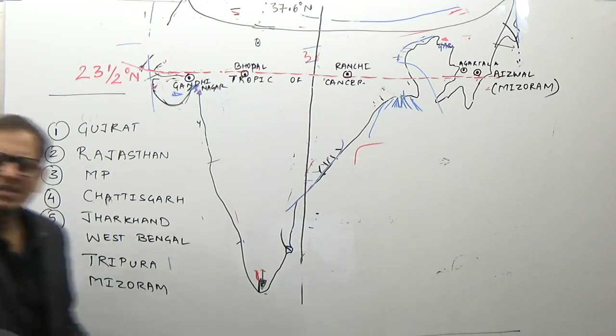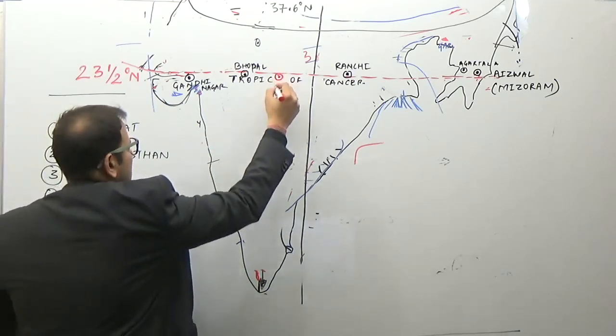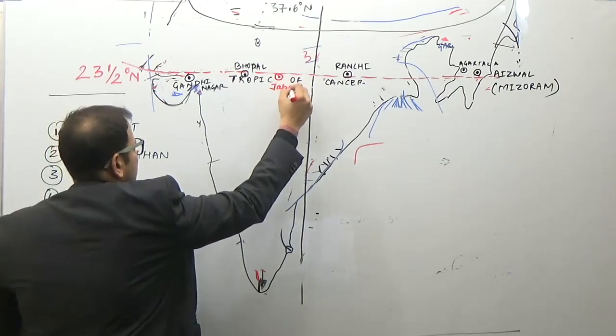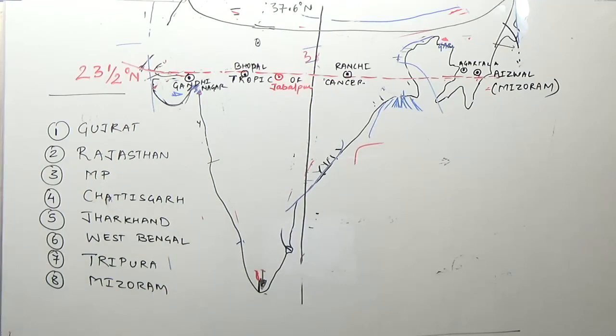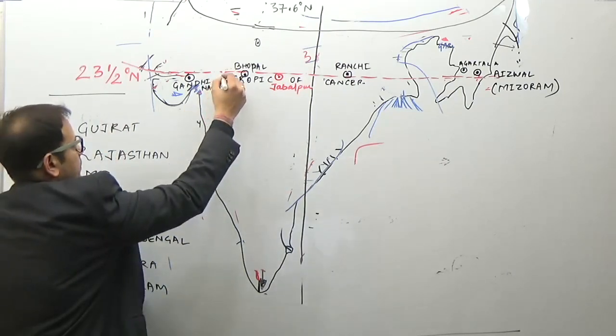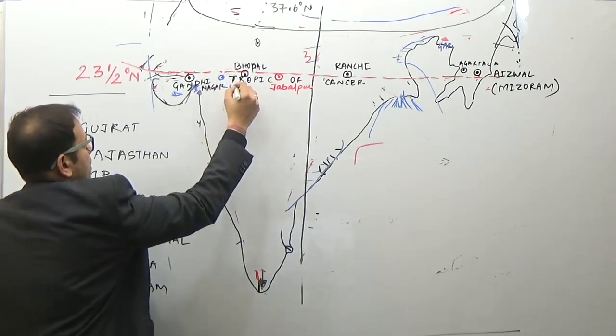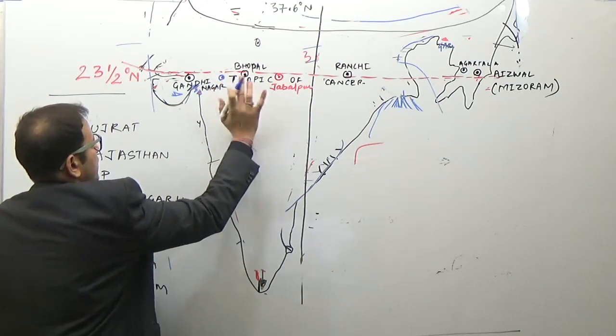While the other important cities are the industrial town of Jabalpur. There is Jabalpur over here, while Ujjain is over here.